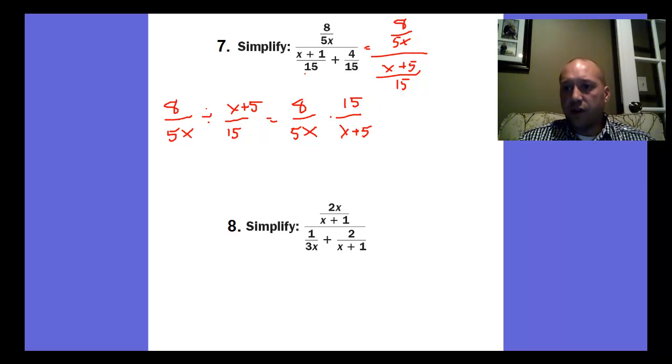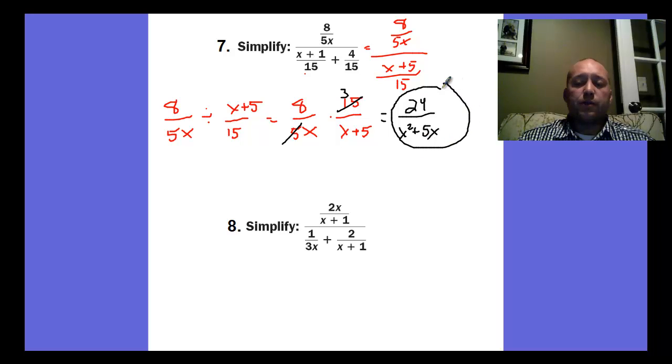Look to reduce first. So 5 here reduces with 15, so we have 3 left over. And then multiply, the numerator is 24. Distribute the x, so we get x squared plus 5x. So that would be reduced. So we first added the fractions in the denominator, then we got rid of the fraction within a fraction.